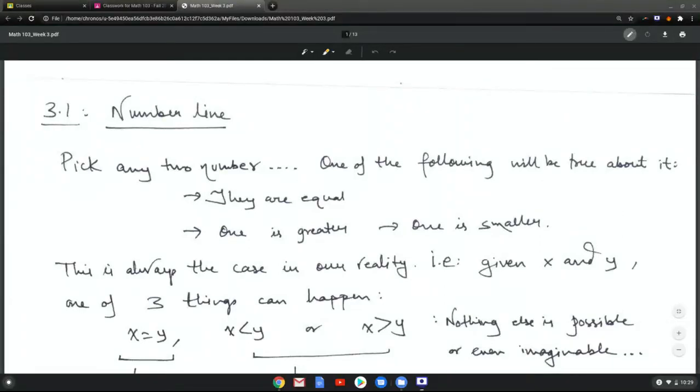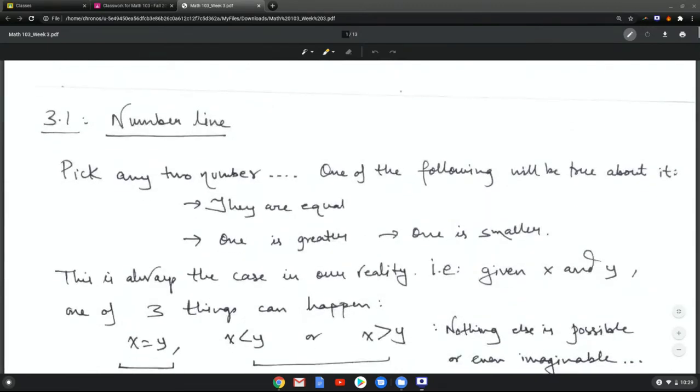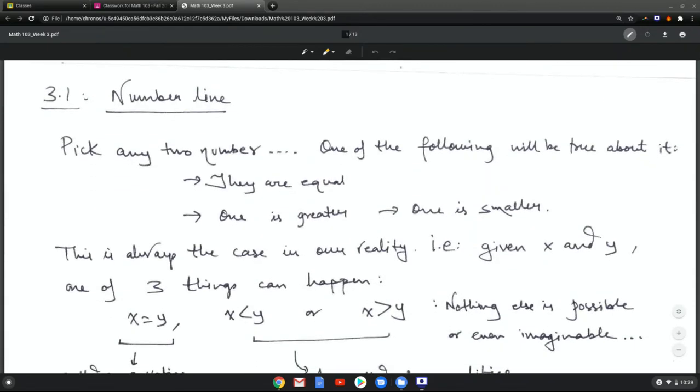Hi everyone. We're going to start with the next topic today. It's about inequalities. So, just as an introduction, we're going to talk about the number line. Let's take an example where you pick any two numbers that you want. One of the following is going to be true about it. Either they're going to be equal or one of them is greater and the other is smaller.